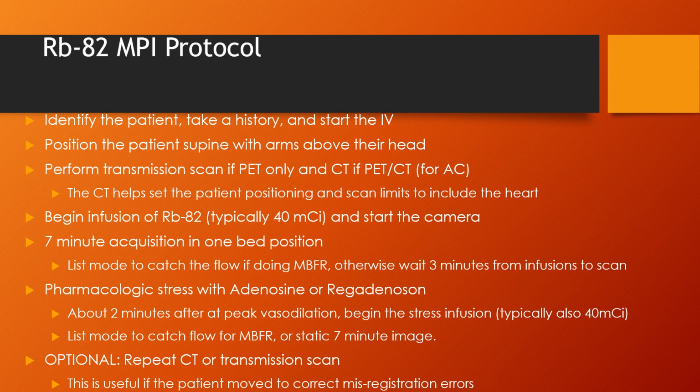Because of the way that PET images are acquired, they're not SPECT images. They're static frames, more like planar imaging, where you're just acquiring for 5 minutes on one bed position or 7 minutes on one bed position. Because of that, you can't really correct for motion during the scan. But if the patient moved and there's a misregistration error on the CT, like between the CT and the MPI study, then you can correct for that misregistration error.